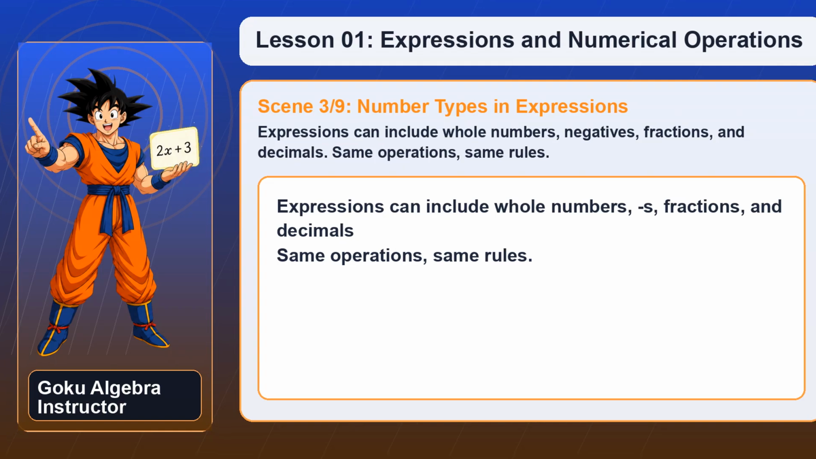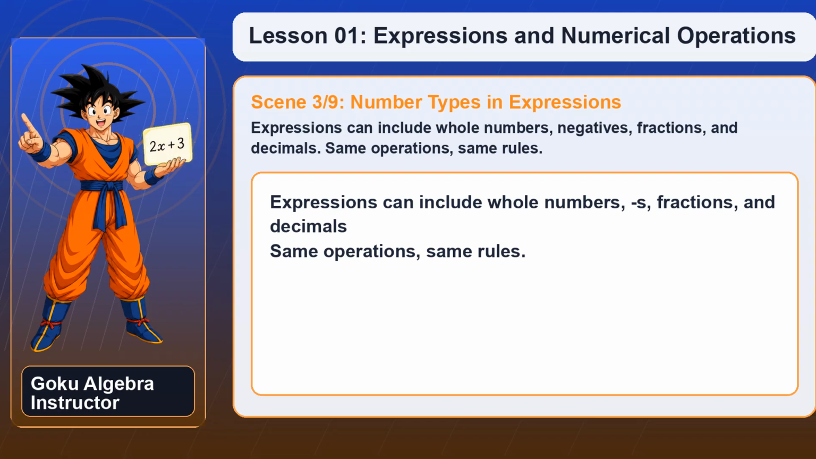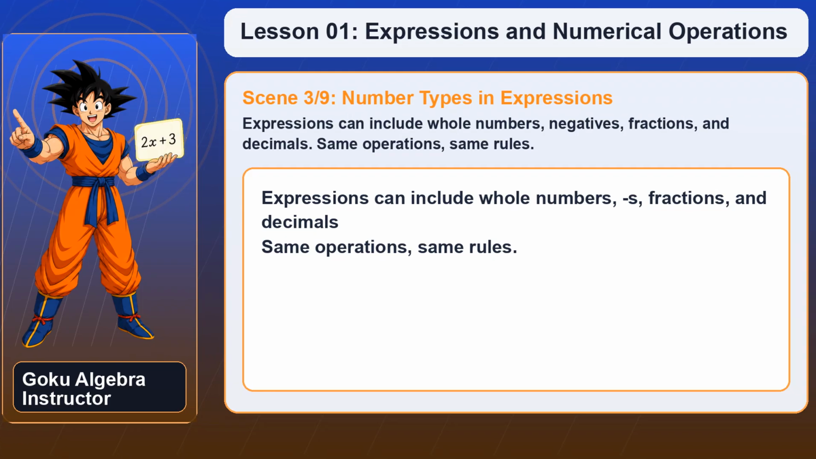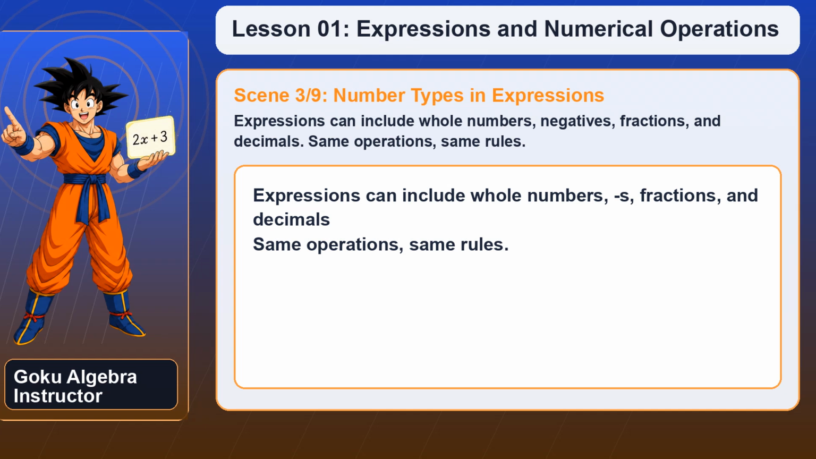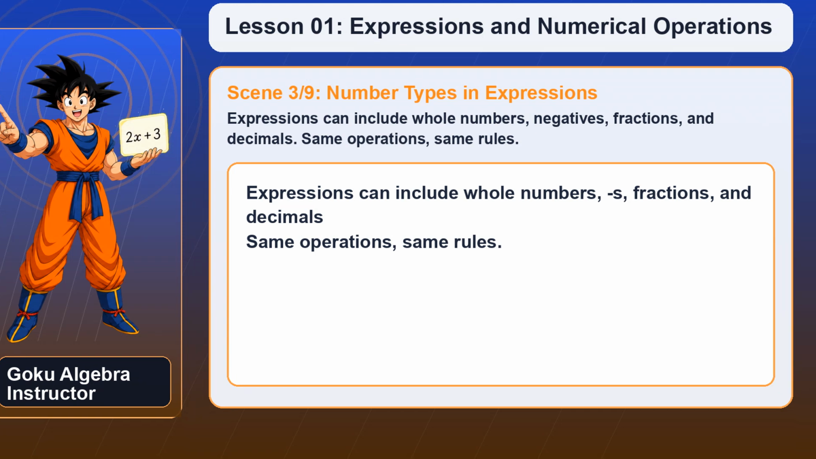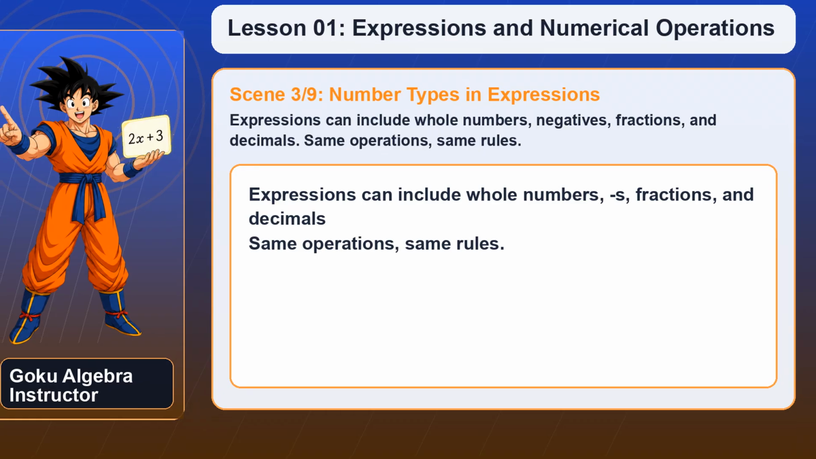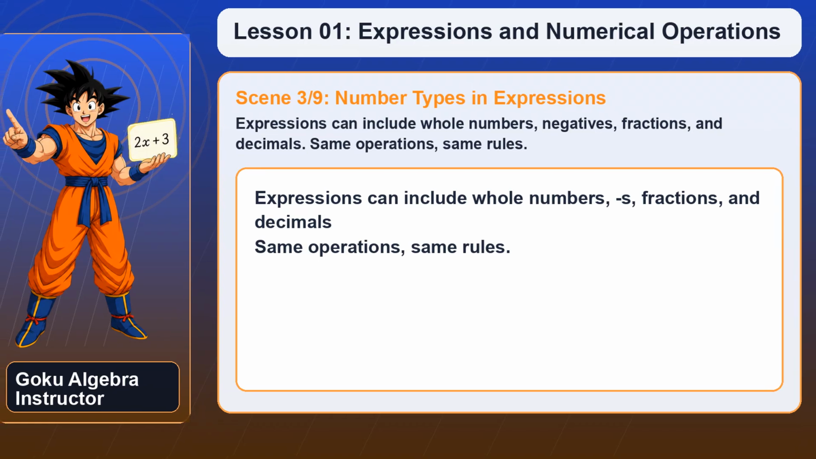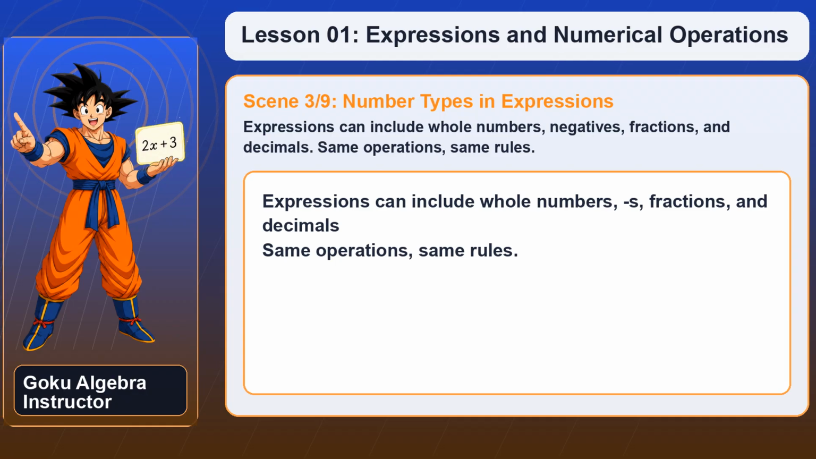-3 plus 8 moves up 8 from -3 and lands at 5. 1/2 times 10 means half of 10, which is 5. A decimal like 2.5 plus x means a starting amount of 2.5, then an unknown amount added on. Algebra works with all these number types because the rules of operation stay consistent.